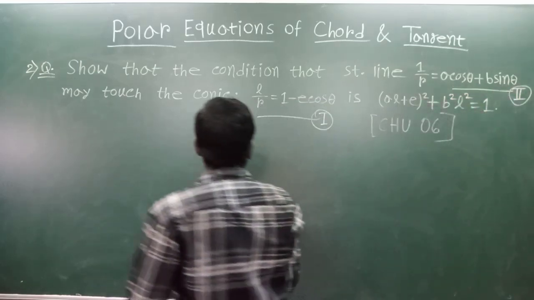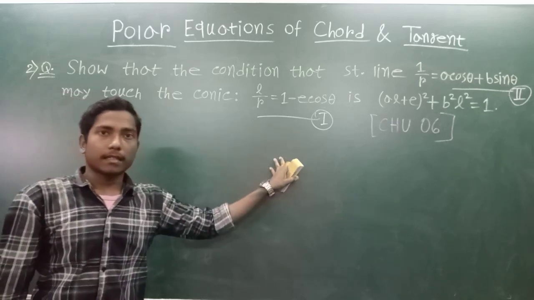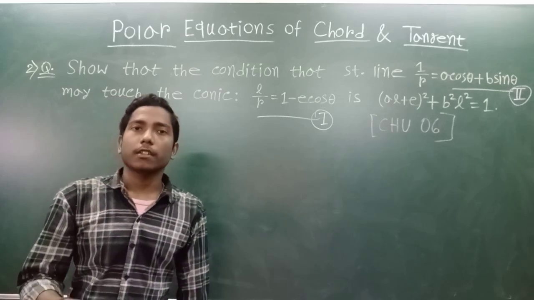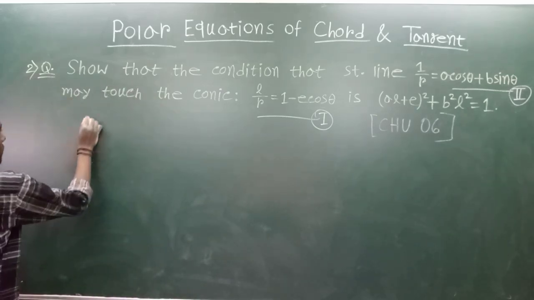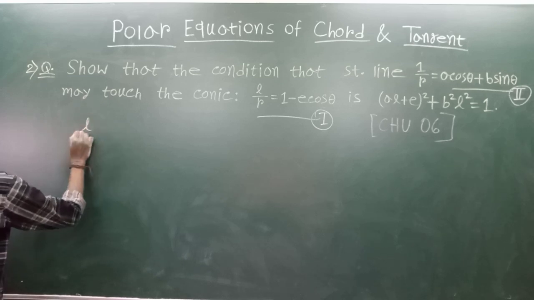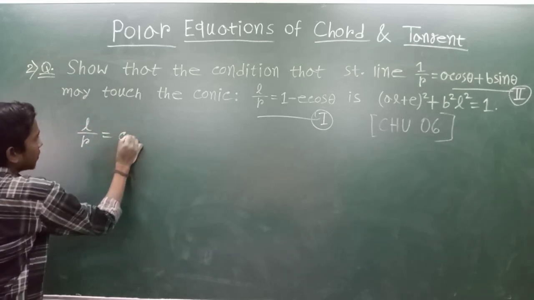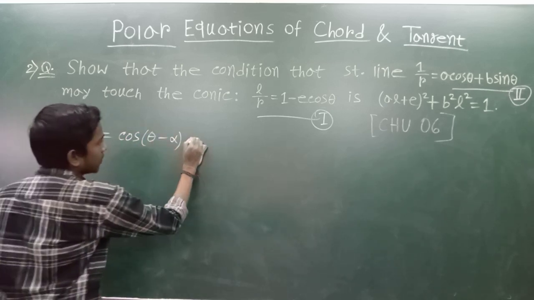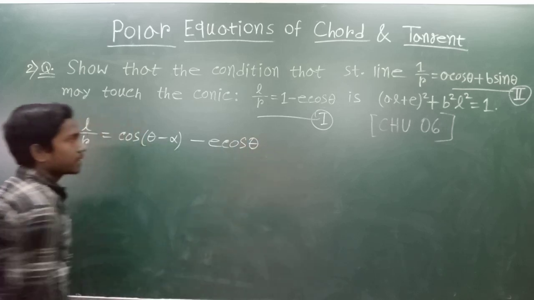Okay. Now we can write the equation of a tangent which touches the conic at one point, and the vectorial angle of the point of contact is alpha. So the equation of the tangent is L by R is equal to, as we derived, cos theta minus alpha minus E cos theta. This is the equation of the tangent.